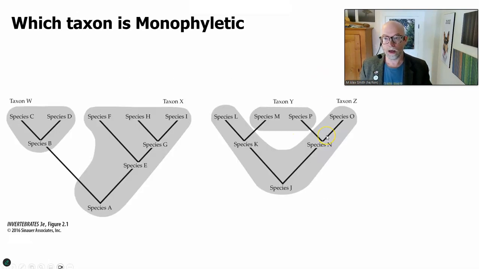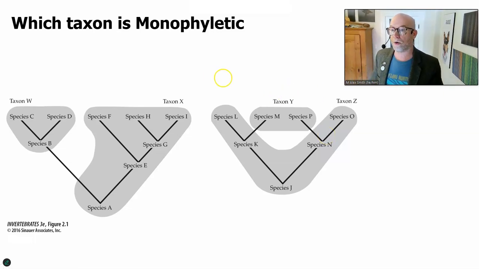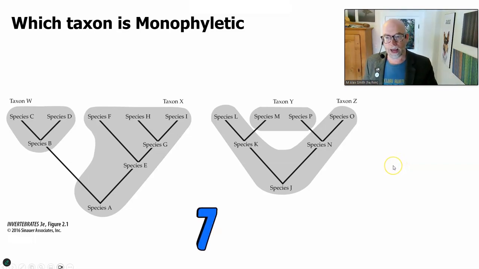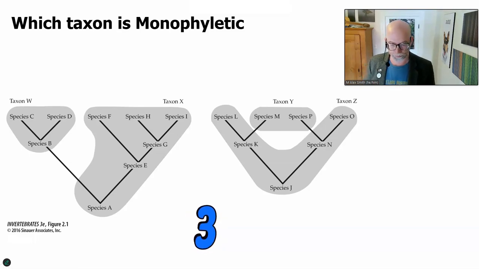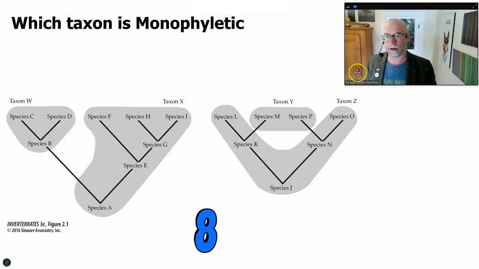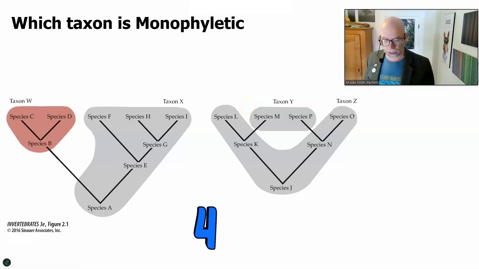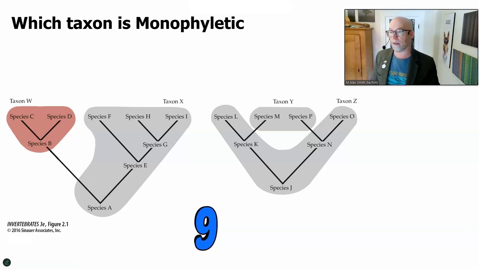All right, so we have a couple of different trees and some groupings. In gray, you can see taxon W, taxon X, taxon Y, taxon Z. What I would like you to do is pause me in a second and show me the taxon that's monophyletic here. Unpause me. All right. You got it. I'm sure you got it. It's W. So that's monophyletic because it includes an ancestor and all of the descendants. So species B, C, and D.